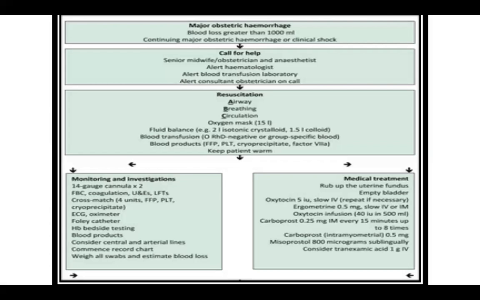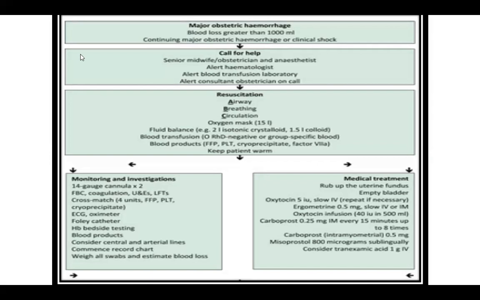We need to speak out the protocol as it is to the examiner: initially we need to communicate and resuscitate at the same time, and we need to call for help. The multidisciplinary team will be called, and then resuscitation will be done. We need to send the blood for investigation, starting with the full blood count, coagulation, urea electrolytes, liver function tests, ECG and oximeter to be attached, and we need to pass a Foley's catheter. Also the blood products to be sent. Until the blood arrives, we'll start off with the crystalloids and the colloids.